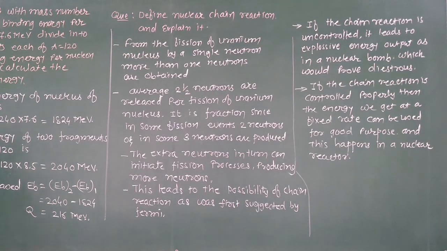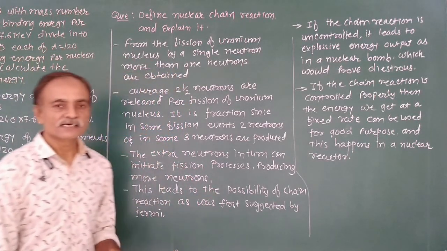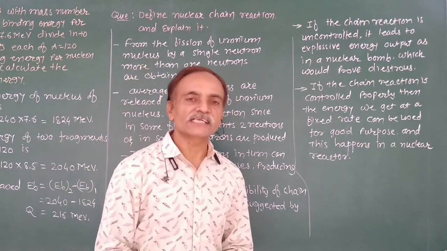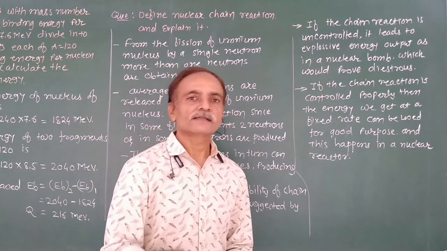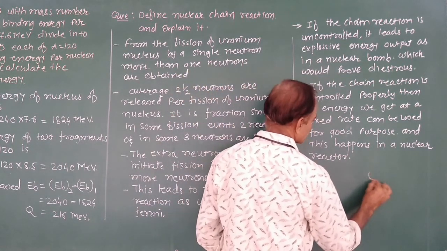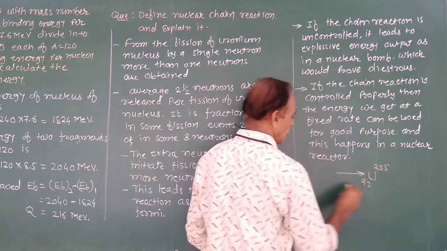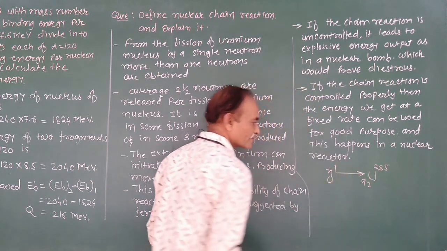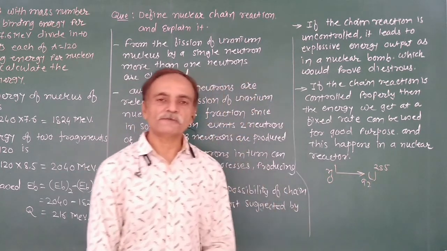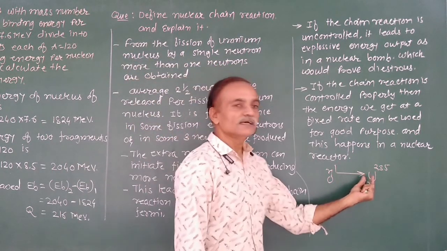Now after the nuclear fission process, what is the nuclear chain reaction? Explain it. In the nuclear fission process we only consider one uranium nucleus that is bombarded by a slow neutron. That means the uranium nucleus 92-235 is bombarded by a slow neutron. So we know that as a product we can obtain approximately 3 or 2 neutrons per each fission of uranium nuclei.